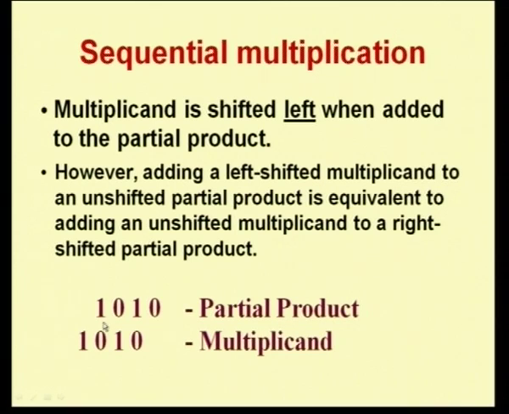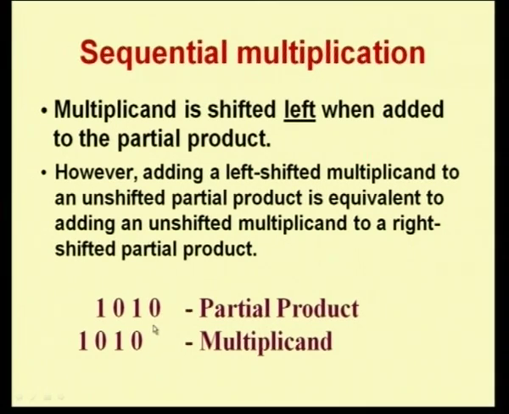So look at this here. This is my partial product, 1010. Let's say this is the multiplicand that I have, also 1010. Normally, what would I do? I will shift this left and add it to this partial product. Instead, what I am saying is, look at it like this. If I keep this constant, if I don't shift it, and I assume that this is the actual position, I can look at the partial product as being shifted right and added to this. So it is just a relative positioning. Either I can say this is shifted left or I can say this is shifted right.